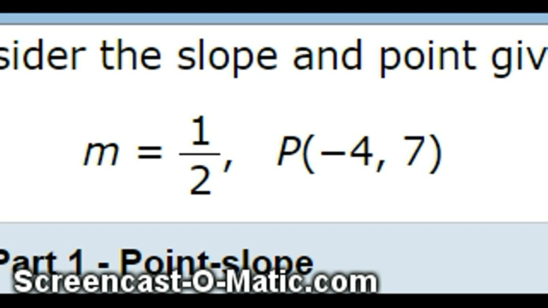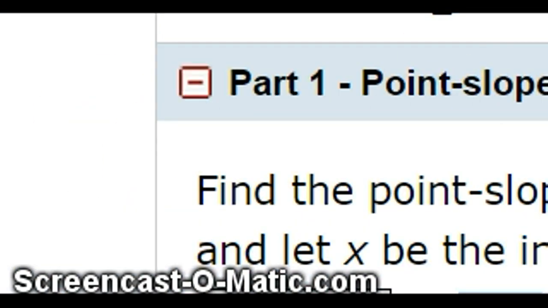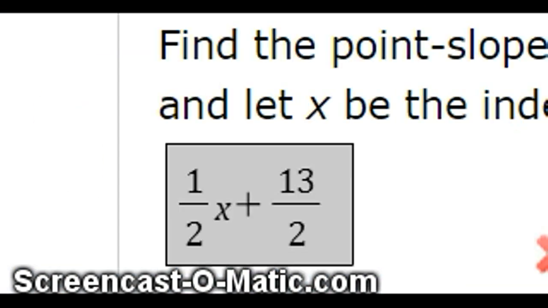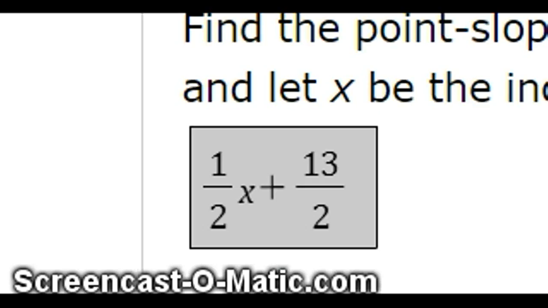And I believe maybe you're still struggling with both of them. I thought you'd gotten the point slope. So the point slope form is a very specific form, and if you go into your book, you'll see it's y minus y1 equals m times x minus x1.